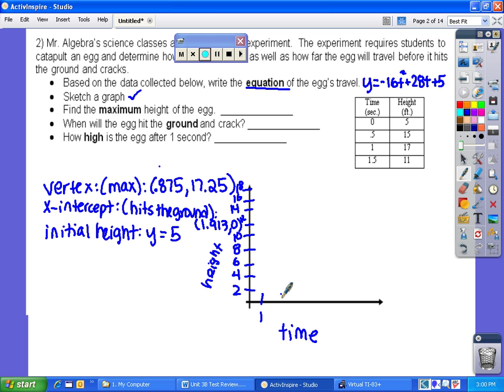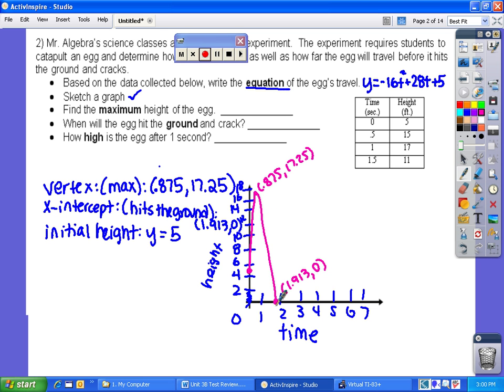And then number these by 1's. And I have a small squiggly. Alright, so I'm going to plot my 3 points. First point is going to be 5 for the initial height. Then it's 0.875 and 17, which goes here. Make sure I label. And then 1.913. That's when it hits the ground. So now I connect these, and I'm done.